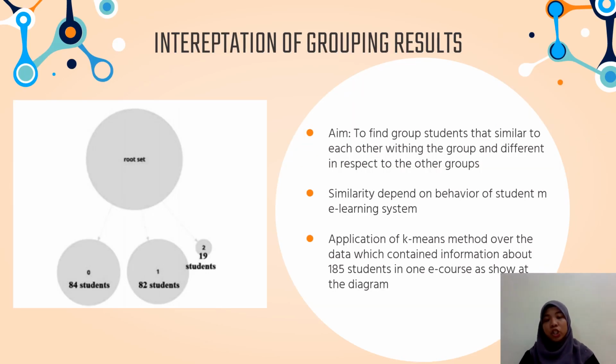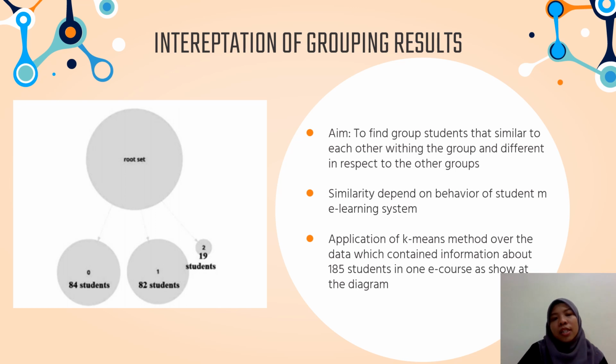Okay, in this section, we will discuss the interpretation of the grouping result. The aim of grouping the students was to find groups of students who were similar to each other within the group and different with respect to the other groups. The similarity depends on the behavior of the students in an e-learning system during the semester.